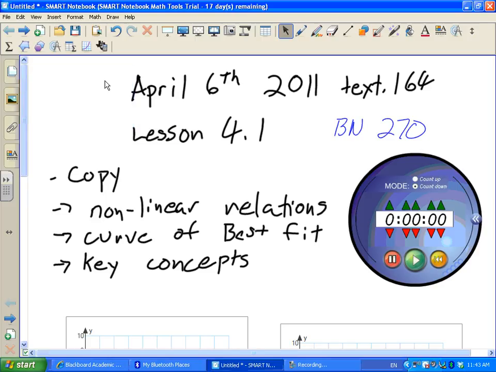2011. You guys are on text, page 164 in your blue notebook, page 270. We're back at chapter now. We're going to lesson 4.1. You guys are to copy down nonlinear relations, curve of best fit, and key concepts. Okay? So hopefully you guys have that all down right now.